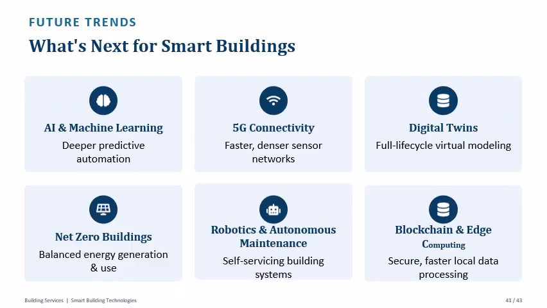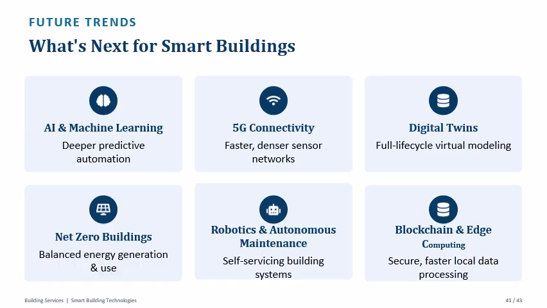Next is the future trends, that is what is next for smart buildings. That is artificial intelligence and machine learning, giving deeper predictive automation, and 5G connectivity, so it can have faster, denser sensor networks.